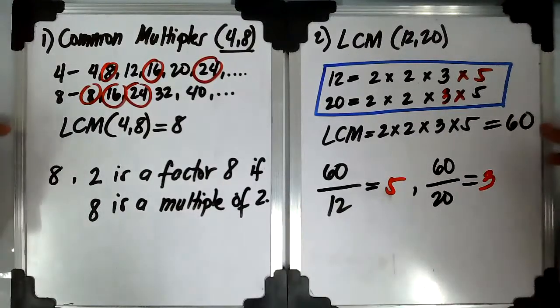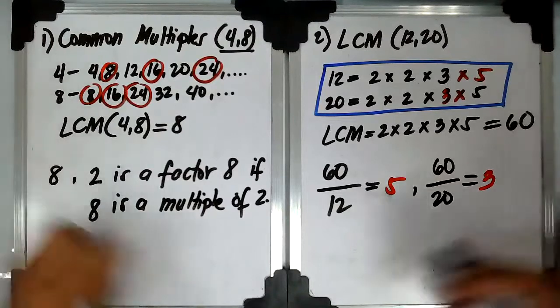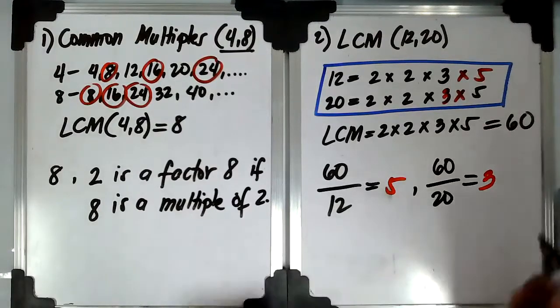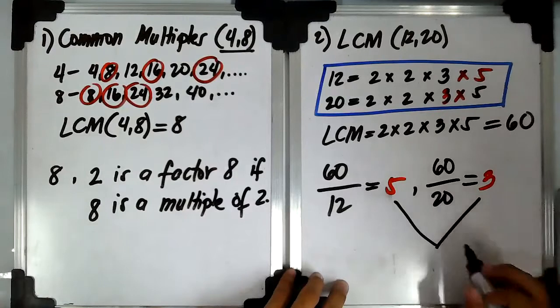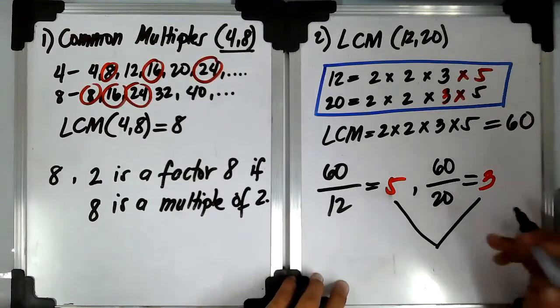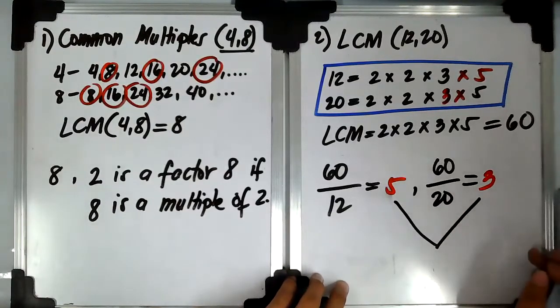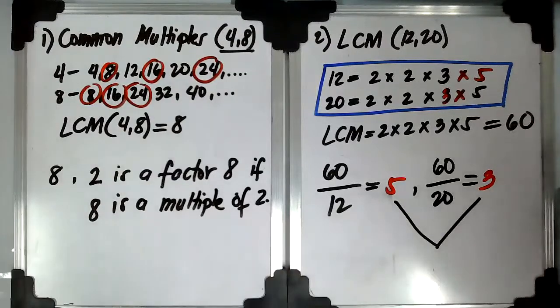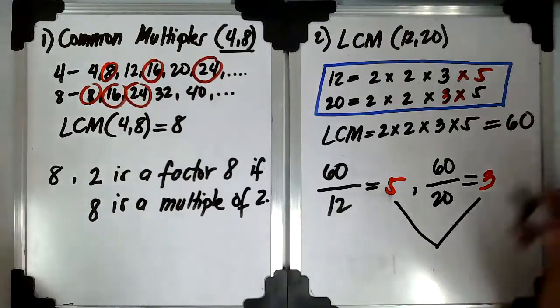And as you notice, the quotients of the LCM and the given numbers are the factors that we filled in just to complete this table, which makes this table a lot more sense. All right. And as you can see also, 5 and 3, the quotients of the LCM and the given numbers, are relatively prime. All right. So let's have another example for you to familiarize this method.